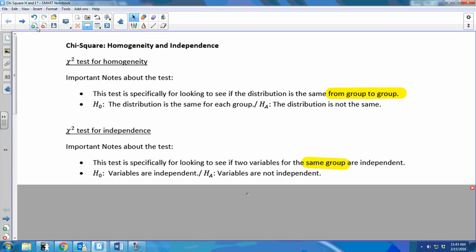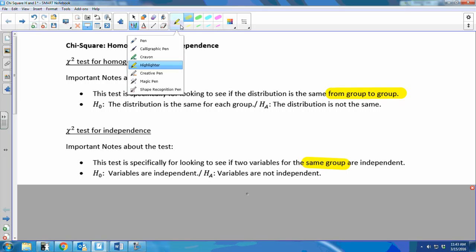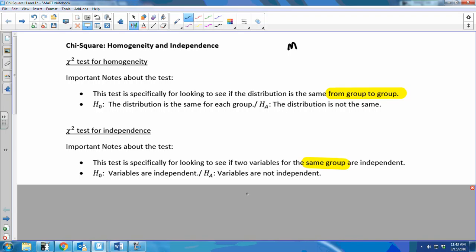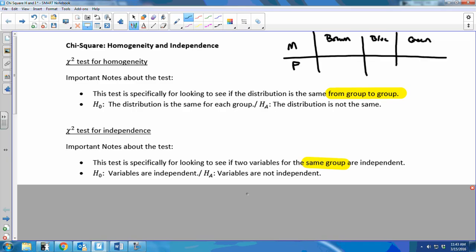If I was doing, again, males and females and eye color, I could have a two-way table: males, females, brown eyes, blue eyes, green, whatever. Right, I got a two-way table, but just looking at the table does not help me to decide if we're going to do a test for homogeneity or independence. I could do both depending on what the scenario said.